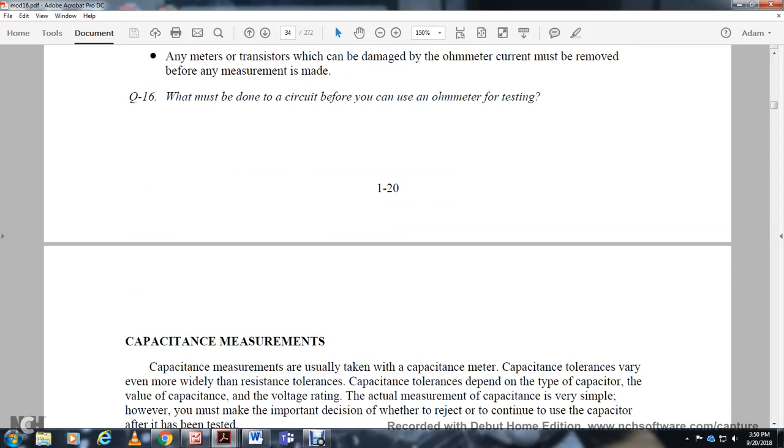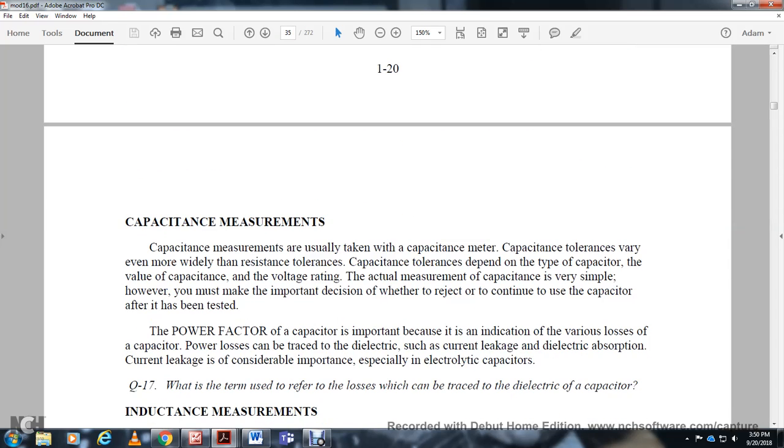Capacitance measurement. The capacitance measurement is usually taken with a capacitance meter, but capacitance tolerance varies even more widely than resistance tolerances. Capacitance tolerance depends on the type of capacitor, the value of the capacitor, the voltage rating, and the actual measurement of the capacitor varies. However, they must make the important decision whether to reject or continue.